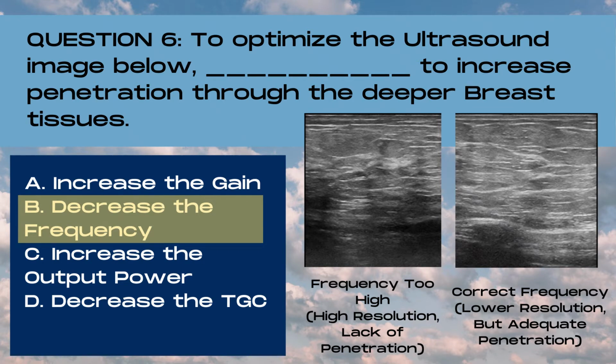The frequency control is always a fine balance between level of resolution and the need for penetrating through the tissues. When the frequency is set too high, there's high resolution throughout the image, but a lack of penetration, meaning the tissues in the deeper part of the breast are not well visualized and pathology can be missed.